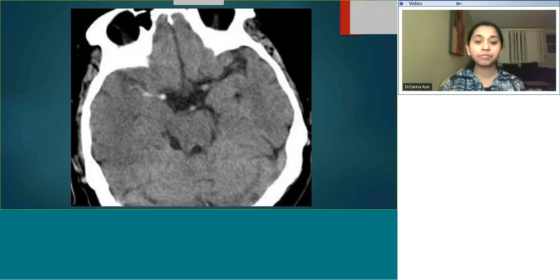How does it look? On this non-contrast CT, you can see that the right MCA, the right M1 segment, is appearing hyperdense as compared to the basilar artery and the contralateral MCA. This is the hyperdense vessel sign, very sensitive, very specific for acute ischemic stroke.